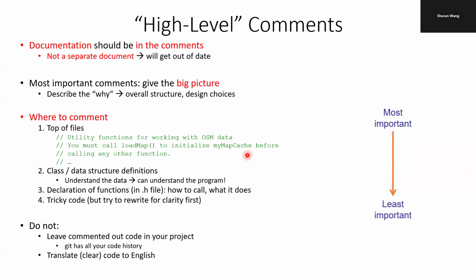Do not leave commented out code in your project. Your TA will deduct marks for that. If you need to keep some of your code, Git has all of the code history, so don't leave commented out code in your project, especially at submissions. Do not translate clear code to English. We want to try to rewrite the tricky code into clear code first, and if you cannot do that, comment the tricky code.